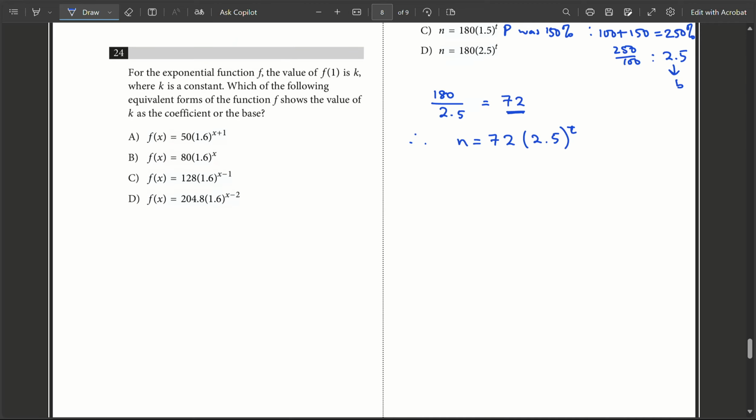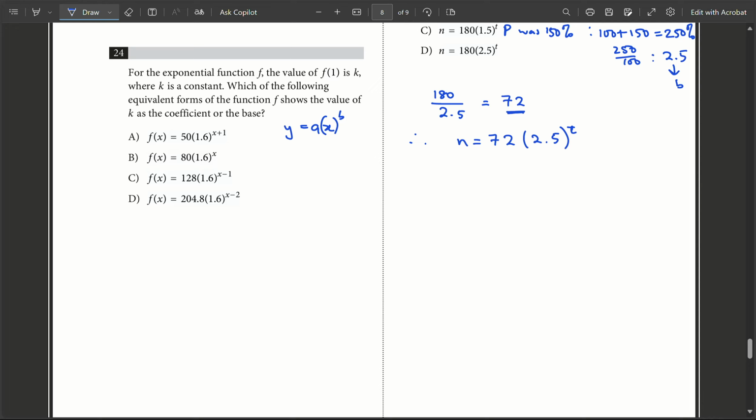For the exponential function f, the value of f of 1 is k, where k is a constant. Which of the following equivalent forms of the function f shows the value of k as the coefficient of the base? All right. So again, we have our function in this form where y is our f of x, then we have a constant a, and we have the factor here, which is 1.6 in this case, and then b, that's to the power.